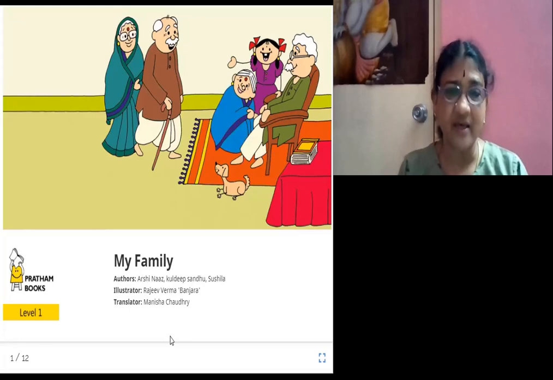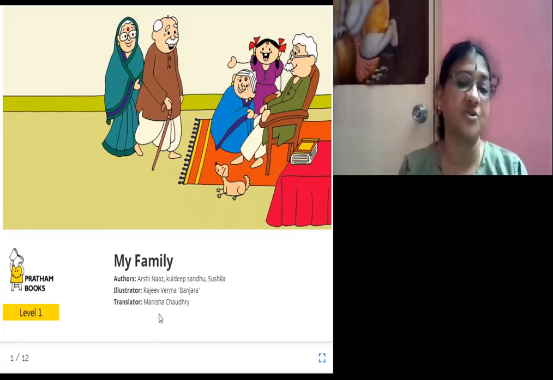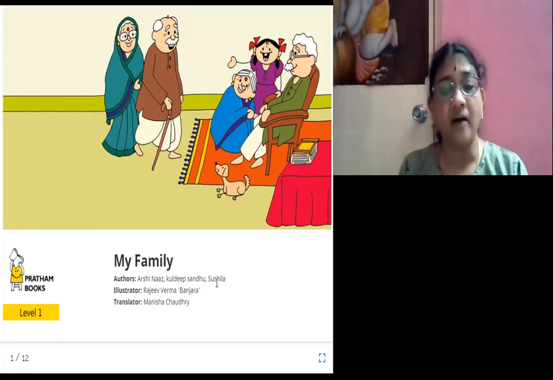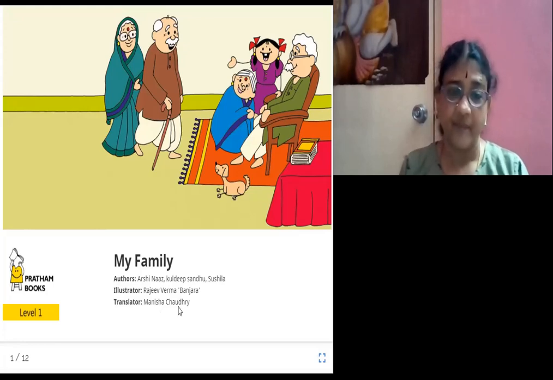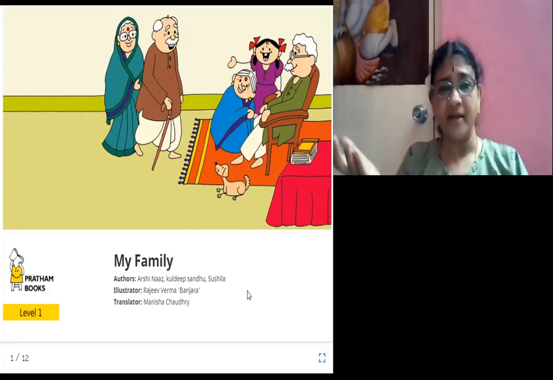The story we are going to see today is My Family. There are three authors for this story: Arshi Naaz, Kuldeep Sandhu, and Sushila. Illustrations are done by Rajeev, Verma, Banjara. And the translations are done by Manisha Chaudhry. And the book is published by Pratham Books. Here we are going to see about my family.